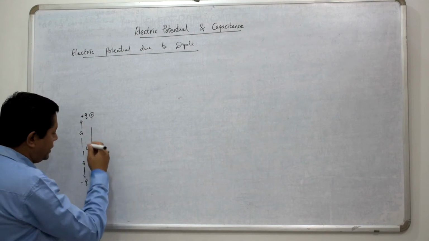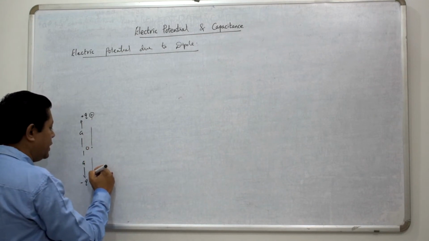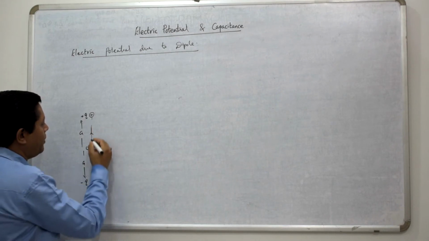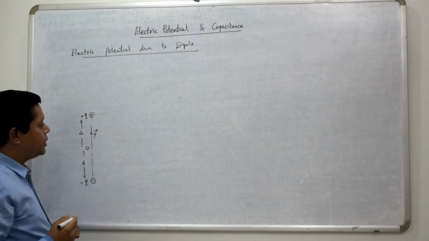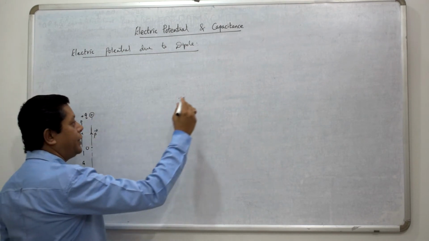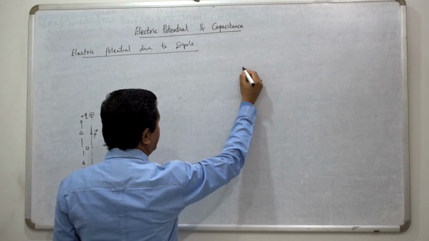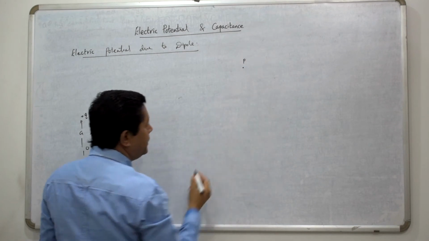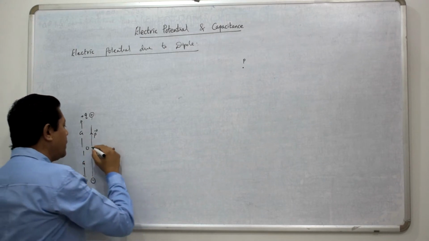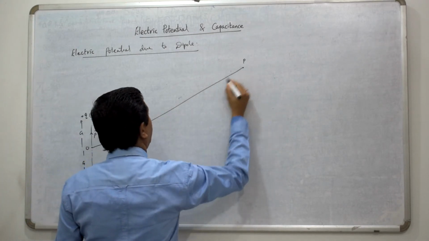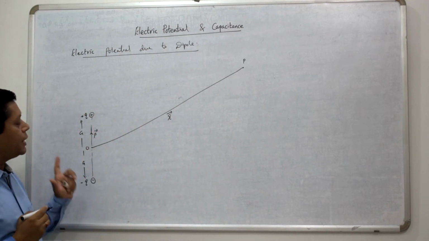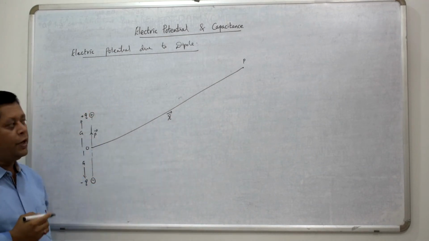The direction of dipole moment P is from negative to positive charge. If you want to find electric potential at any point, let's say at point P, and the distance of point P from the center of dipole is r, then what is the electric potential due to this dipole at point P?